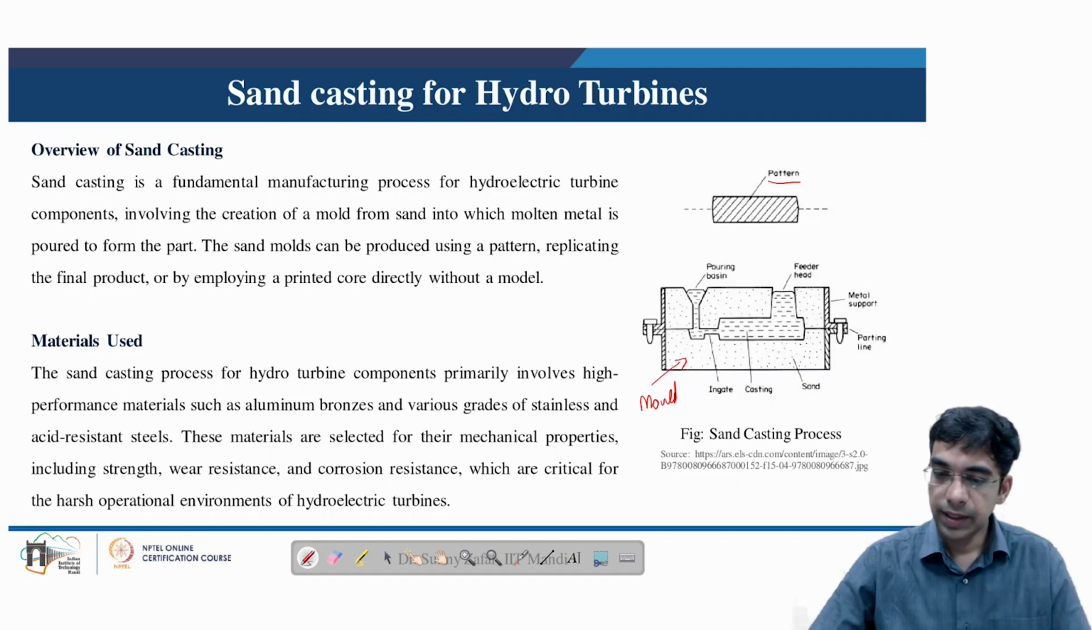Subsequently, once the mold cavity is produced, the pattern is removed, and in this case we have a non-expendable pattern which can be used multiple times. And once the cavity is created, we pour the molten material from the pouring basin, then allow it to flow into the cavity via the ingate, and upon solidification we remove the solidified part from the mold.